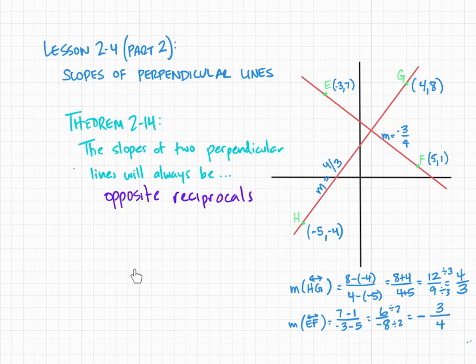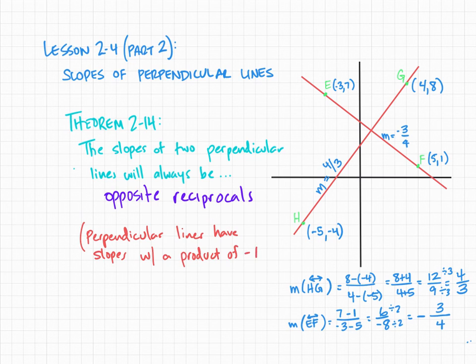Your textbook this year deals with slopes of perpendicular lines a little bit differently, and I'm going to put their definition down here. What they say is perpendicular lines have slopes with a product of -1. And so that works too.